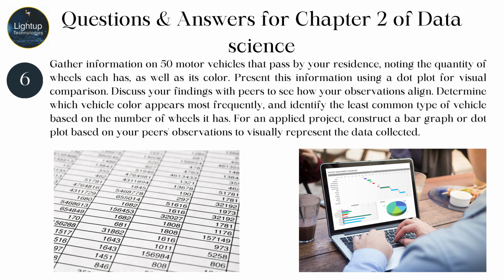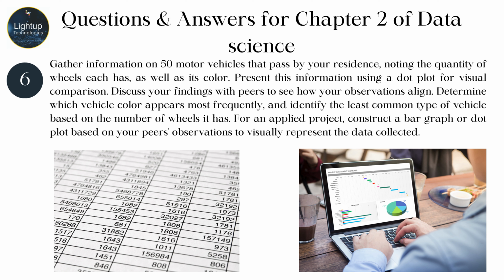Gather information on 50 motor vehicles that pass by your residence, noting the quantity of wheels each has, as well as its color. Present this information using a dot plot for visual comparison. Discuss your findings with peers to see how your observations align.